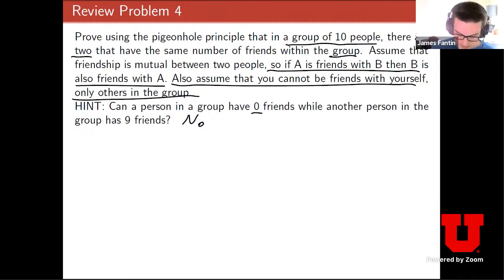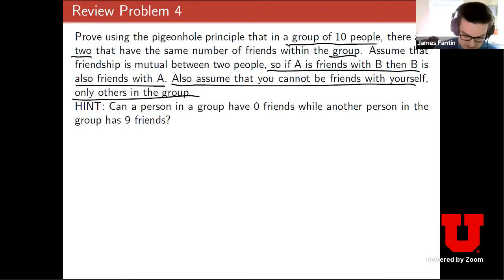So what this is saying is that if a person has 9 friends, they're friends with everybody in the group, right? Because we can't be friends with yourself, so there's 9 other people, they're friends with everybody in the group. So that means that everybody in the group must have at least 1 friend, right? So there can't be somebody that has 0 friends. So what this hint is kind of telling us is that we might have to consider 2 cases. One where somebody in the group has 0 friends, and another possible case where somebody in the group is friends with everybody.